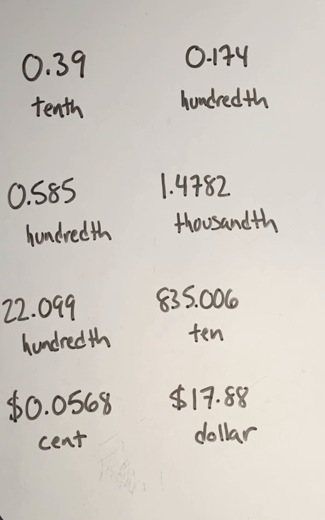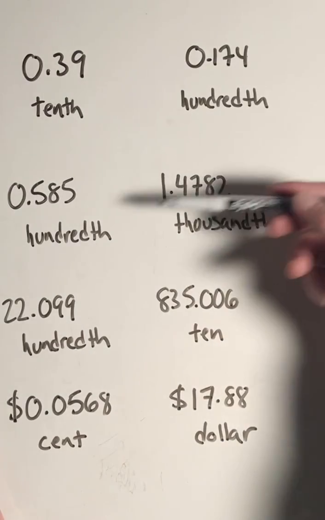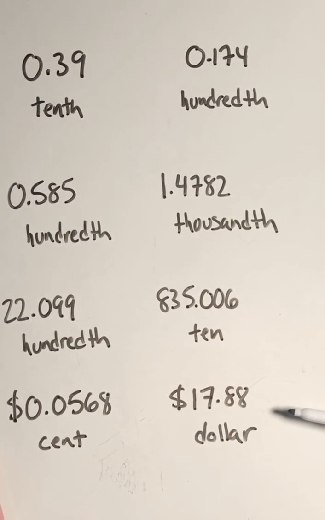In addition to ordering decimals, we will also need to round them to a specific place. In these examples, I've written several decimals and some monetary values and listed the place to which they need to be rounded. The method here is as follows.